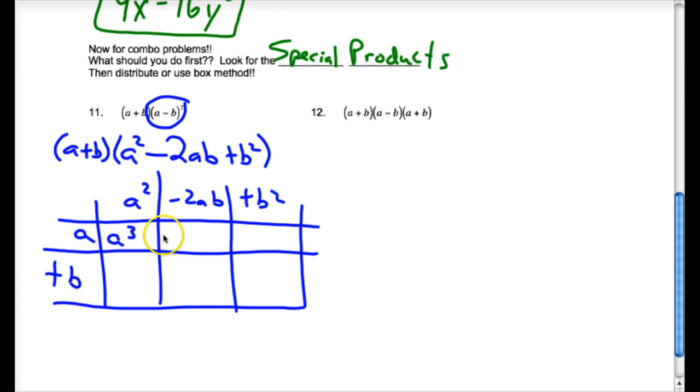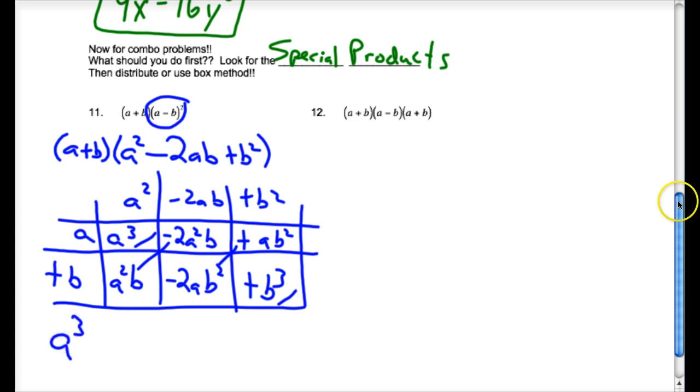A cubed minus 2a squared b plus ab squared, a squared b minus 2ab squared plus b cubed. Okay, our like terms are diagonal. A cubed minus a squared b minus ab squared plus b cubed.